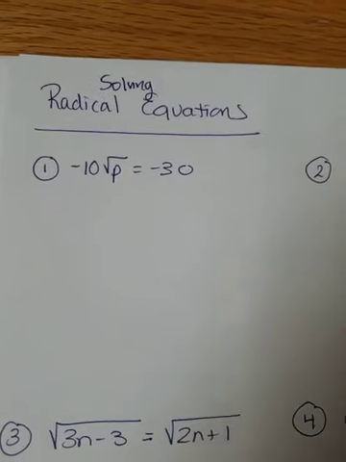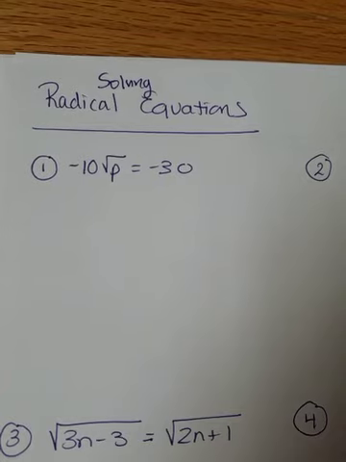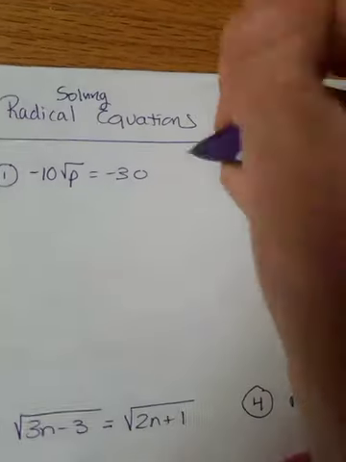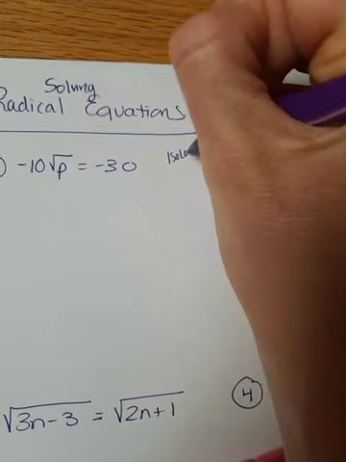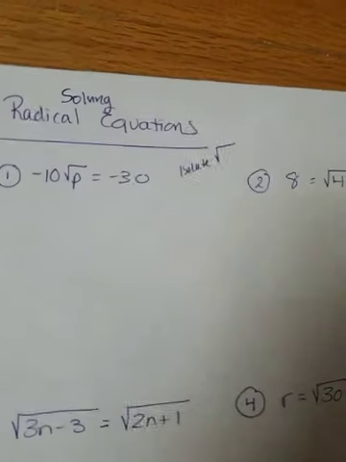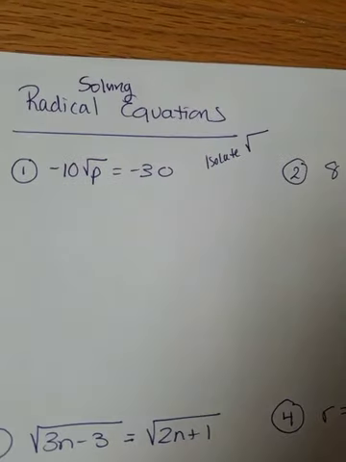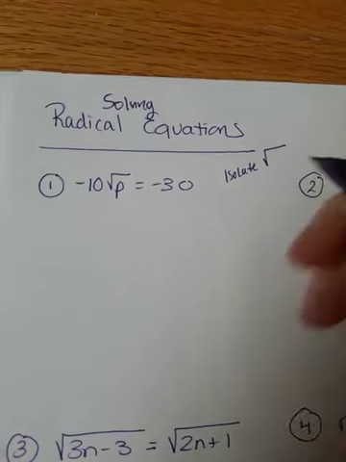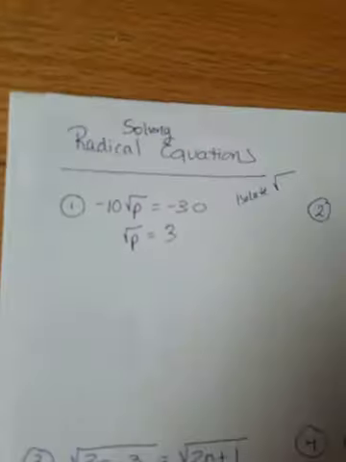All right, so let's look at number 1. Negative 10 times the square root of p equals negative 30. Now, when you are solving these types of problems, your first step is to isolate the square root, meaning get that by itself. So my first step here is to divide both sides by negative 10. So I'm going to get the square root of p equals 3.